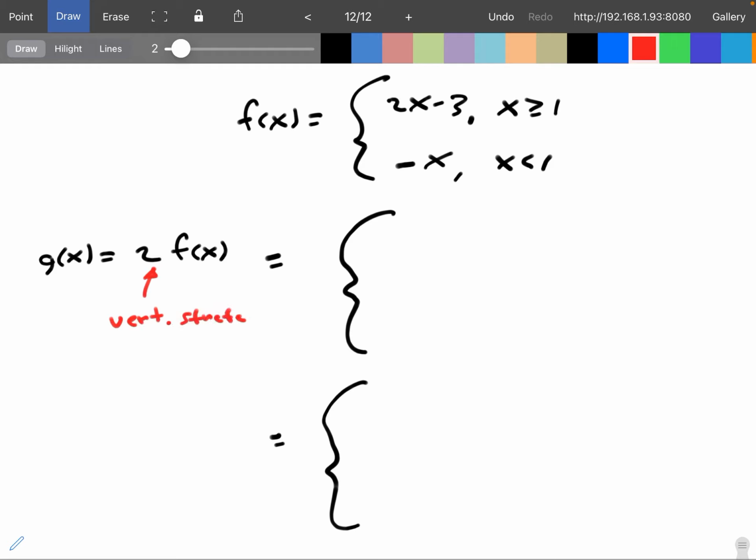Vertical stretch? Yep, if it's a number out in front greater than 1, it's a vertical stretch. So this is a vertical stretch, and what it does is it just makes the y values twice as large. So it just gets steeper or taller. So it's a vertical stretch by a factor of 2.